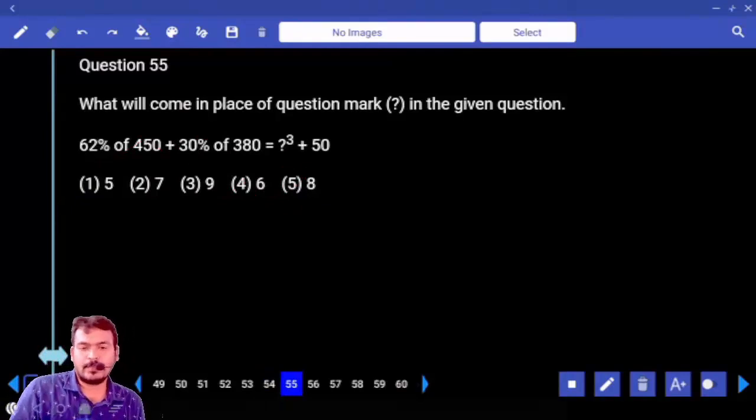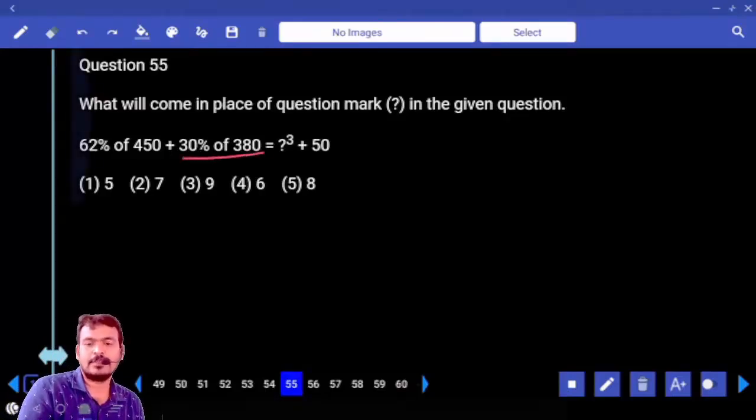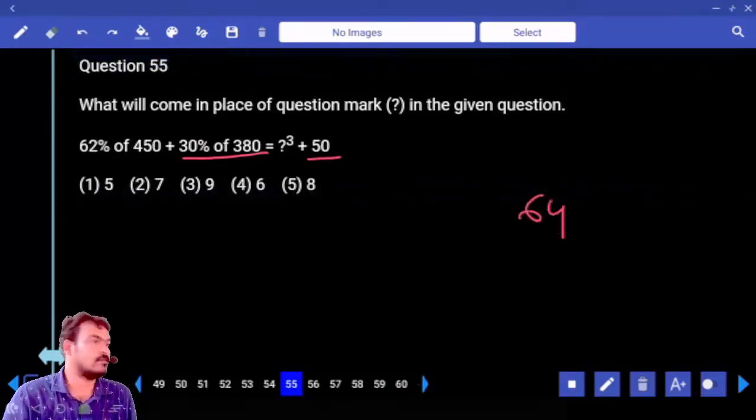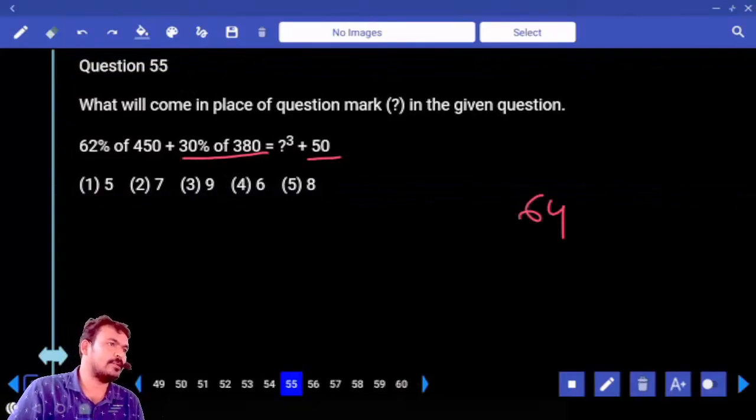62% of 450 plus 30% of 380 equal to something cube plus 50, or not? First, what is the 30% of 380? 114. 114 minus 50. 10% is 38, 30% is 114. Out of 114 we are subtracting 50. What is the remaining value?